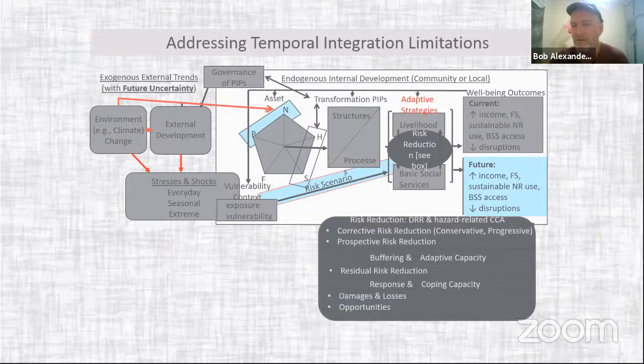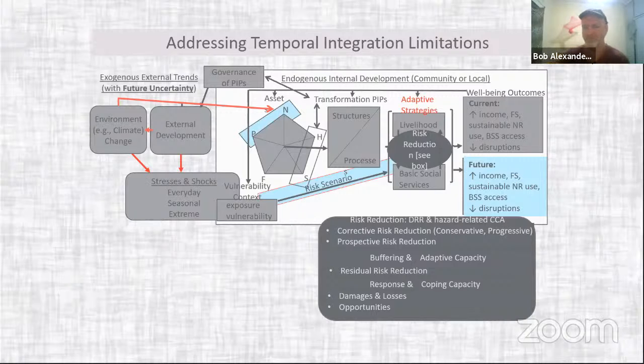If we go further to the right, we now need to be optimizing and say, it's not just about making development so that today we're better off. We need to be thinking about tomorrow, the next year after that, and optimizing and integrating that to say, yes, we want this year's yields to be better. We want this year's yields to be great, but not at the expense of next year's yields and down the road. We don't want to be doing things in a way that's going to lead to our children suffering. So we need to be balancing current well-being outcomes with the future well-being outcomes. So our increased income, food security, natural resource use, service access, and decreasing disruptions, balancing across now and the future.